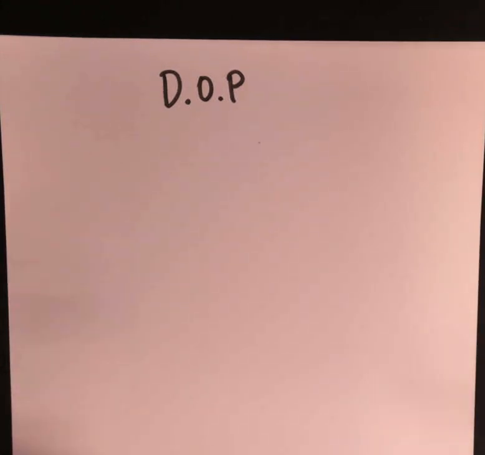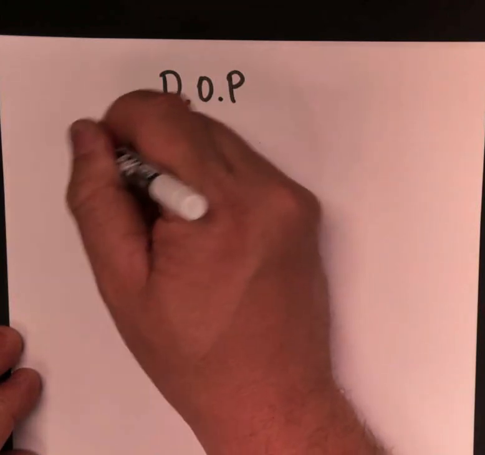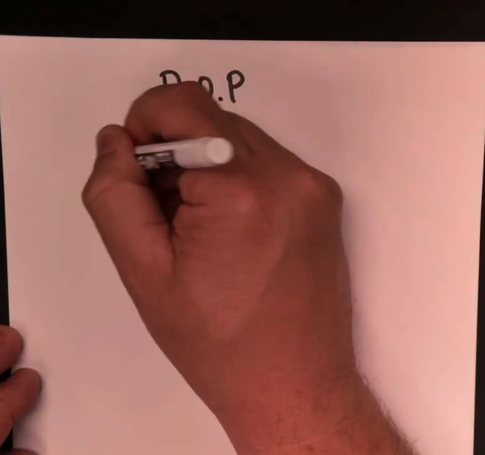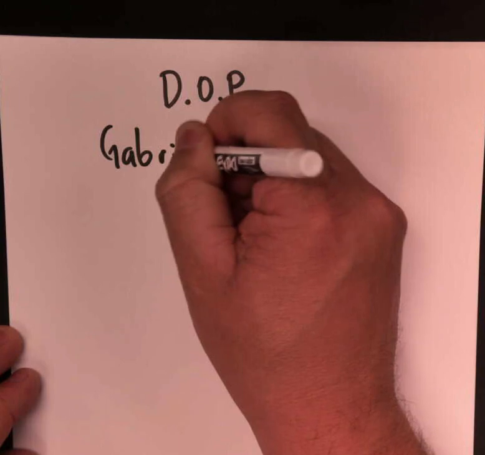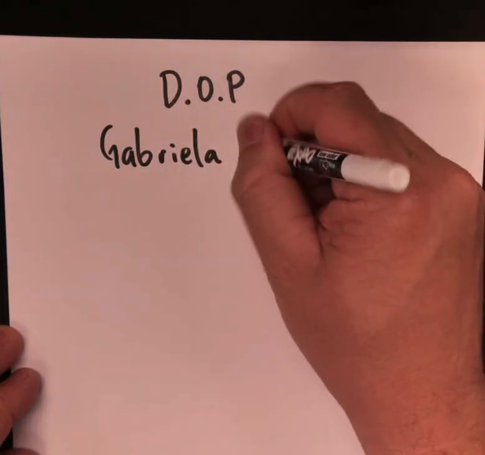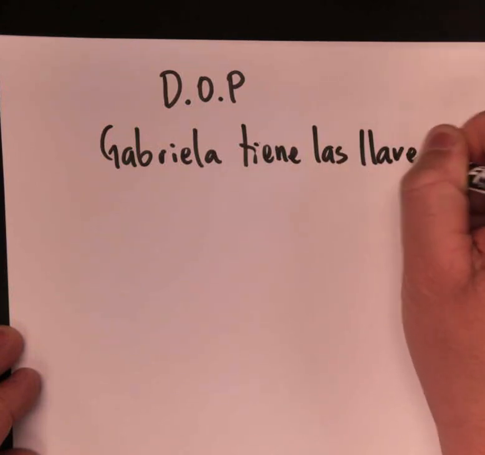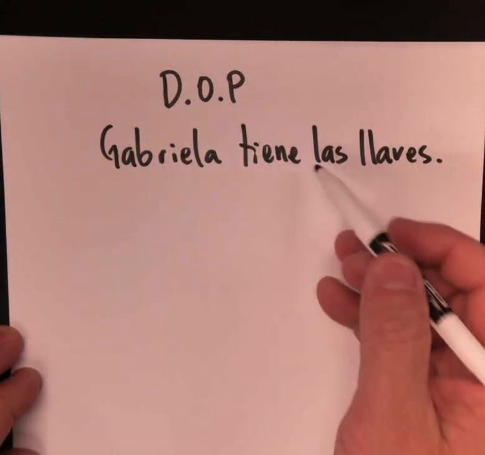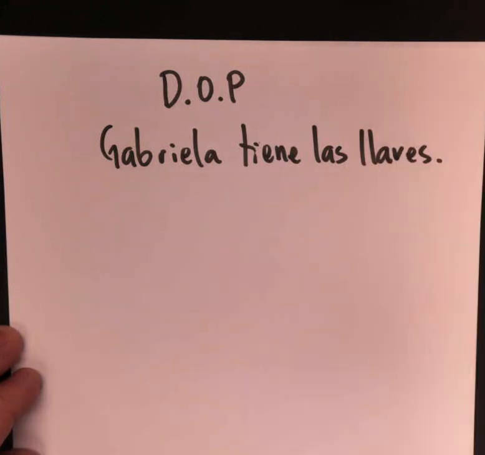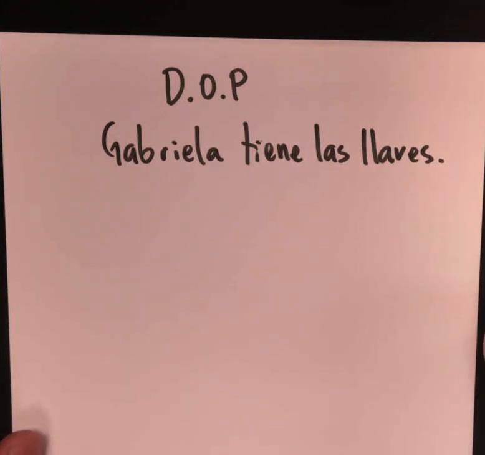All right, so when you write sentences or when you speak, you're going to have objects, okay? Por ejemplo, Gabriela tiene las llaves. So if you look at this sentence, you have a subject, you have a verb, but you also have an object. What is the object of the sentence? Llaves. Yeah, the keys, right? Llaves, that will be the object.